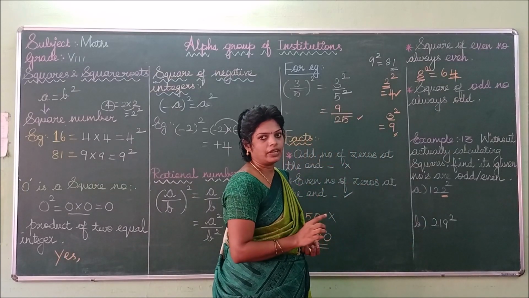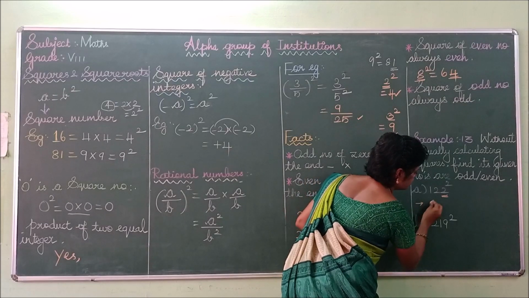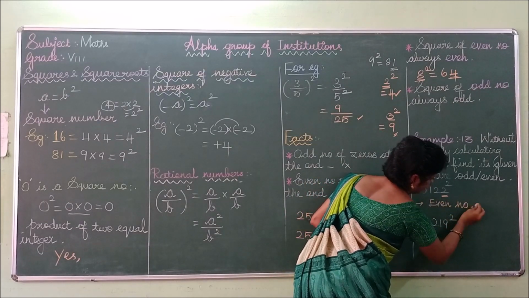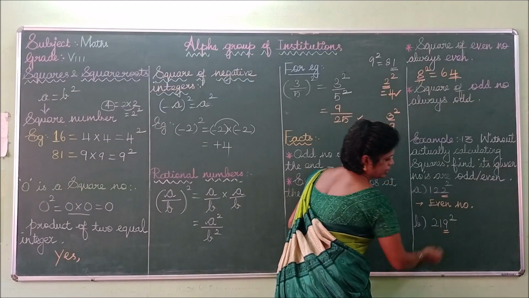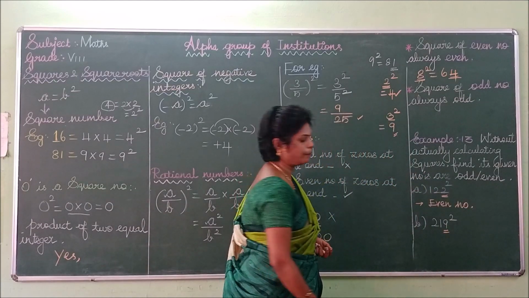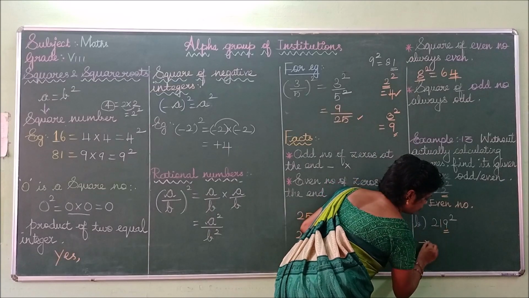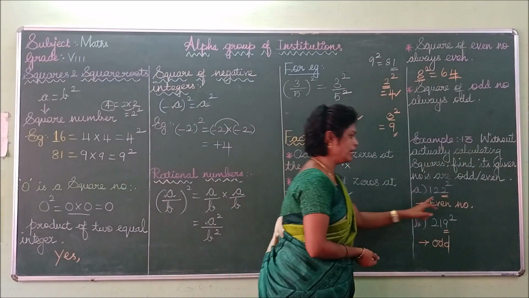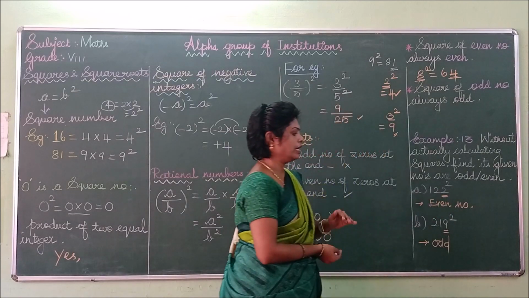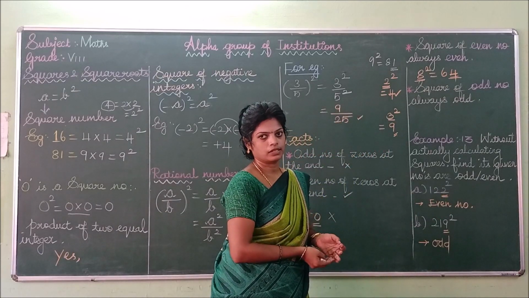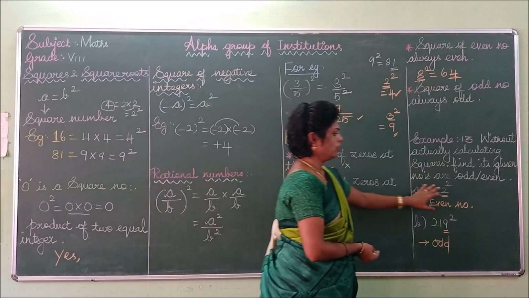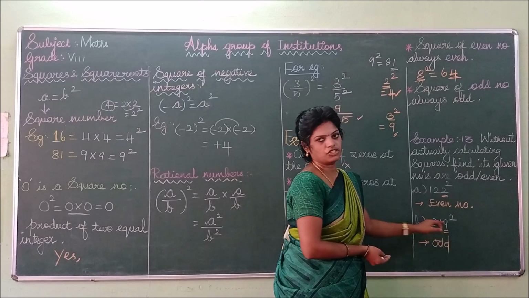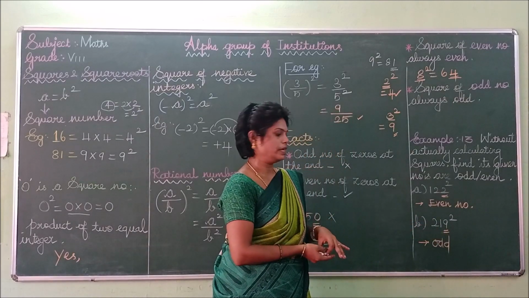So 2 is an even number. So we can say this is an even number. So look at the ones place here. 9. 9 is an odd number. So the square of this number is always odd. Okay. So check with the unit place only, not with the full number. You have to check only the unit place. Each and every number will be checked with the unit place only.